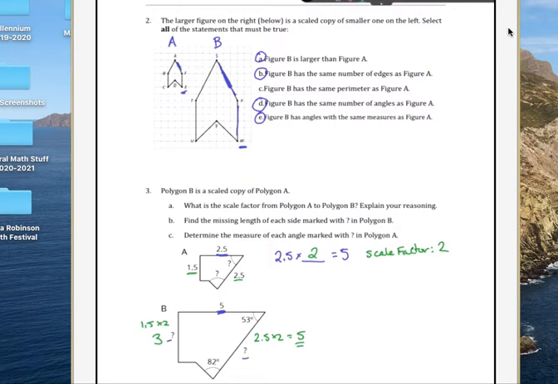Okay. And then finally determine the measure of each angle. And so I referred to this in part 2, that they have to have the same angles. So if this angle here is 53, the corresponding angle up here also has to be 53 degrees. And if this one is 82, its corresponding angle here has to also be 82 degrees. They have to be the same. Okay, cool beans. Let's keep going.